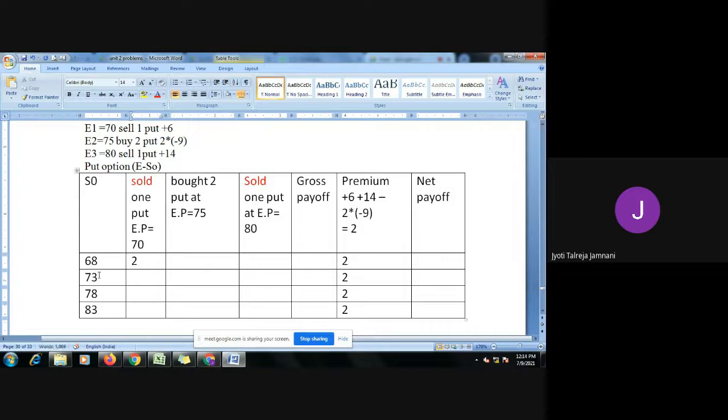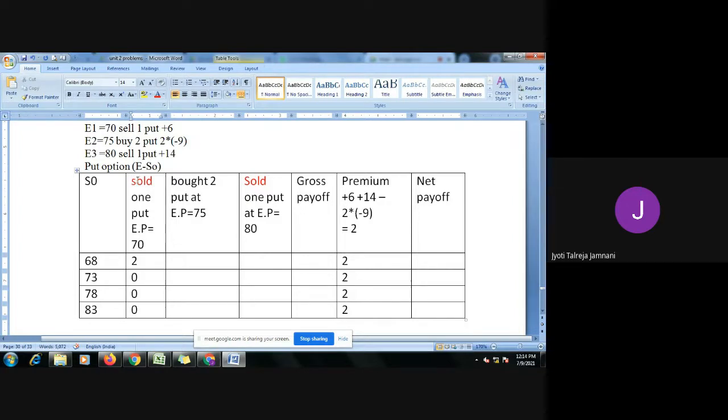Then 70 minus 73, minus 3 is the loss. We lapse the option. 70 minus 78, there is a loss. We lapse the option. And 70 minus 83, again minus is the answer, so we will lapse the option. The negative one will not get exercised. Now, because this option is sold, I've highlighted it as red.